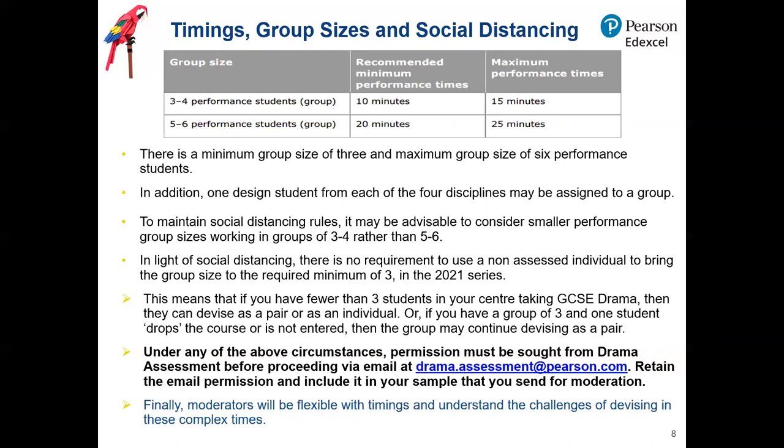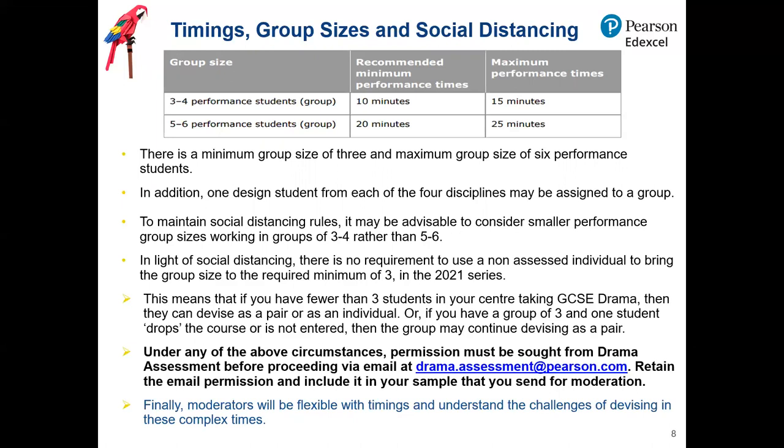To maintain social distancing rules, it may be advisable to consider smaller performance group sizes, so 3 to 4 rather than 5 to 6, with possibly groups of 3, being easier to maintain the social distancing rules. In light of social distancing, there is no requirement to use a non-assessed individual to bring the group size to the required minimum of three in the 2021 series.